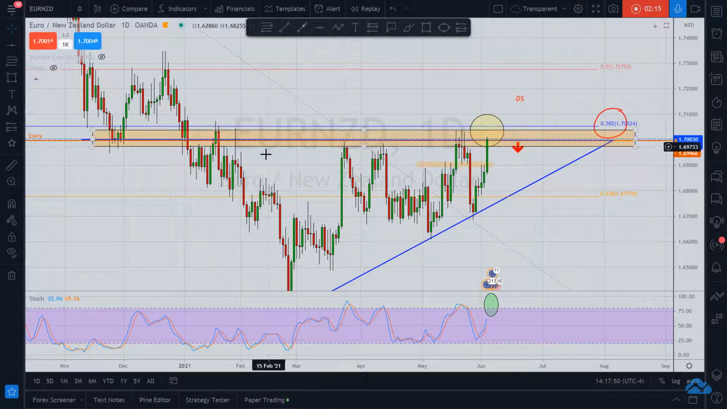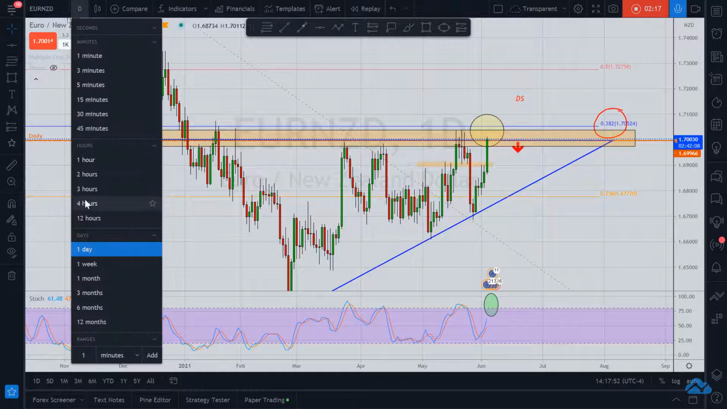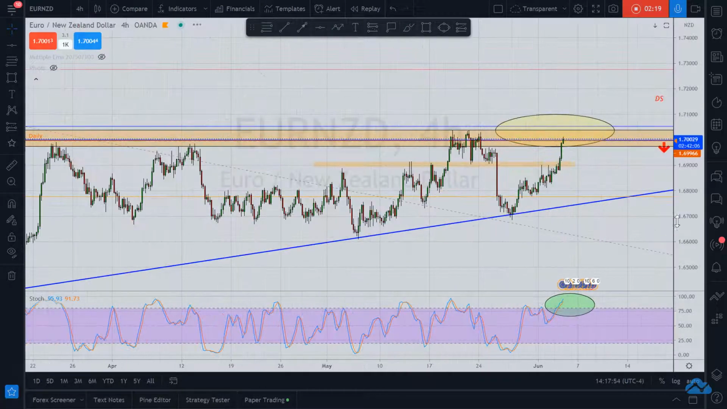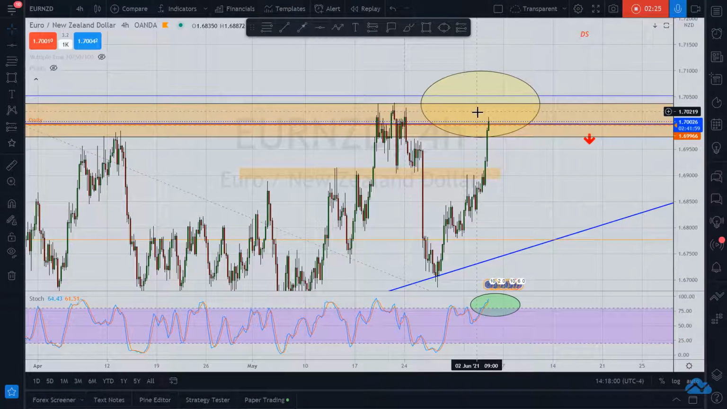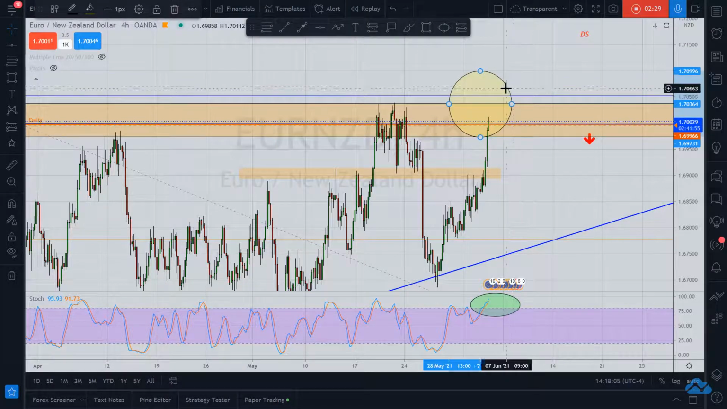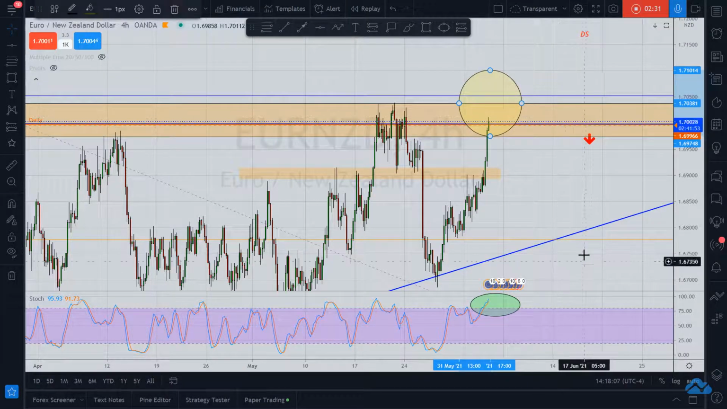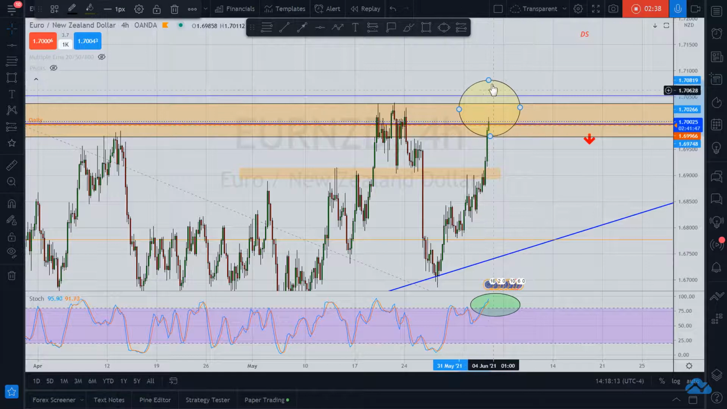What you want to see, though, is the stochastics at overbought. What I'm going to do is peek at the 4 hour so I can see the price action a little bit better. Once it comes over here, and again, once I see that bearish price action and get a good indication that we're not going to go any higher.